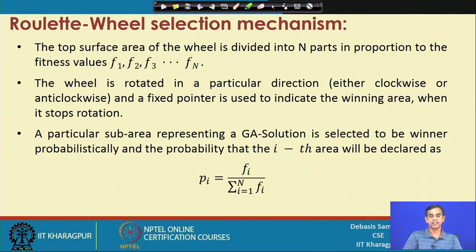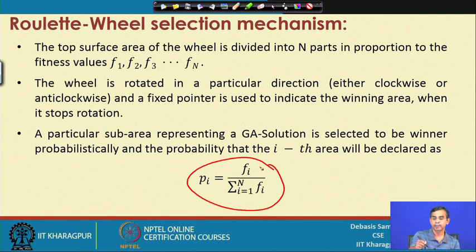Now, the mechanism is that the top surface area of the wheel is divided into n parts in proportion to the fitness values of each individual. The wheel is rotated in a particular direction, maybe clockwise or anticlockwise, and a fixed pointer indicates the winning area when it stops rotating. A particular sub area representing a solution is selected as winner probabilistically, and the probability that the ith area will be declared the winner is given by this formula.